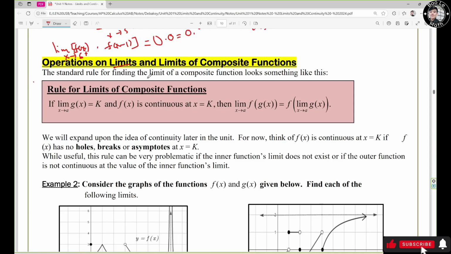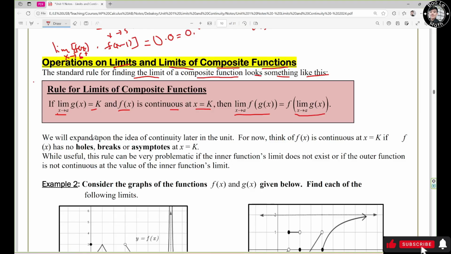Operation on limit and limits of composite functions. The standard rule for finding the limit of a composite function looks something like this. If the limit of g of s when s approaches a equals k, and f of s is continuous at s equals k, then the limit of f of g of s when s approaches a equals f of the limit of g of s when s approaches a.